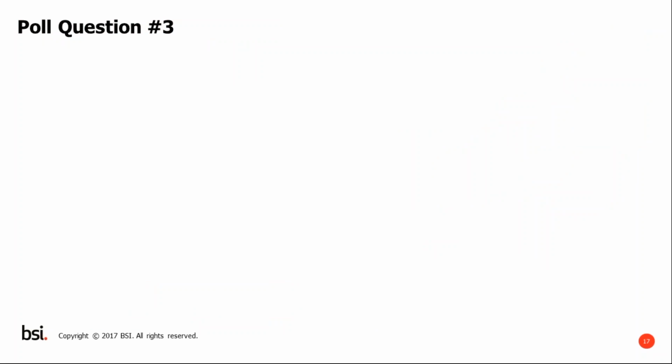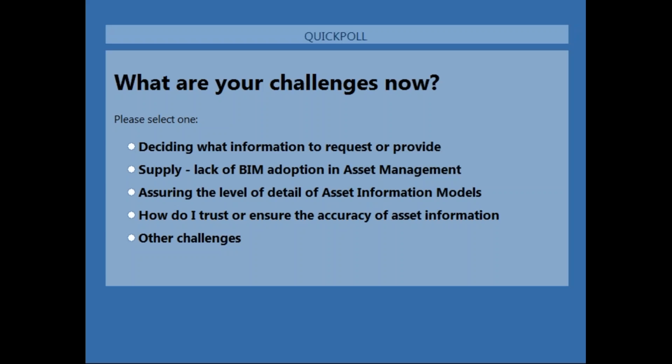So if we move back to Rob for our third poll. Thanks a lot, Gary. Okay, so our next poll is, what are your challenges right now? Please select one. Is it deciding what information you need to request or to provide? Is it the supply, so is it a lack of BIM adoption in asset management? Is your challenge assuring the level of detail of asset information models? Is your challenge about trust and ensuring the accuracy of asset information? Or do you have any other challenges at the minute?